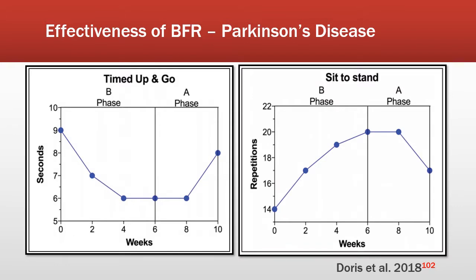You have seconds on the y-axis. The lower time obviously means better improvement with the timed up and go. For the first 6 weeks, you can see on the bottom that there's a line bifurcating the time points or weeks in which the individual was using BFR versus when they were not. Between 6 weeks and 10 weeks, you can see that there's actually a gradual increase in the TUG time, meaning there's actually a regression in their performance, even though the interventions remain exactly the same with the exception of BFR.